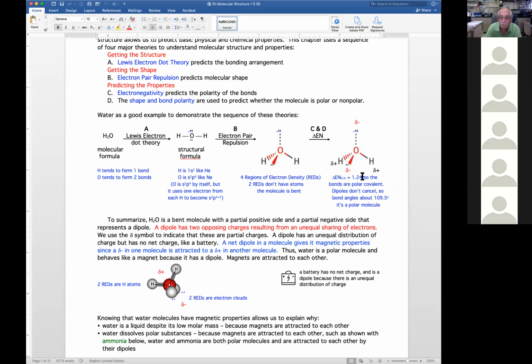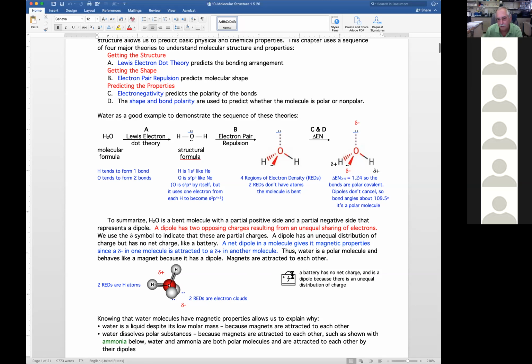That creates a dipole. So what is a dipole? Well, a battery has a dipole, right? So you have the positive pole, you have the negative pole. But what is the net charge on a battery? 0. But with a battery, the net charge is 0, but you have an unequal distribution of charge, which you can then take advantage of to do work, right? This is potential energy.